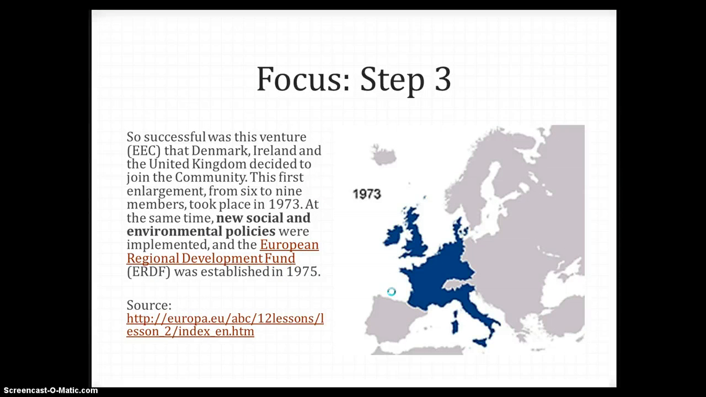So step 3, it was success. The EEC was so successful that Denmark, Ireland, and the UK decided to join. Look at these guys. Yay, 1973. The first enlargement from 6 to 9 took place, and then new social and environmental policies came with the European Regional Development Fund that was established in 1975.